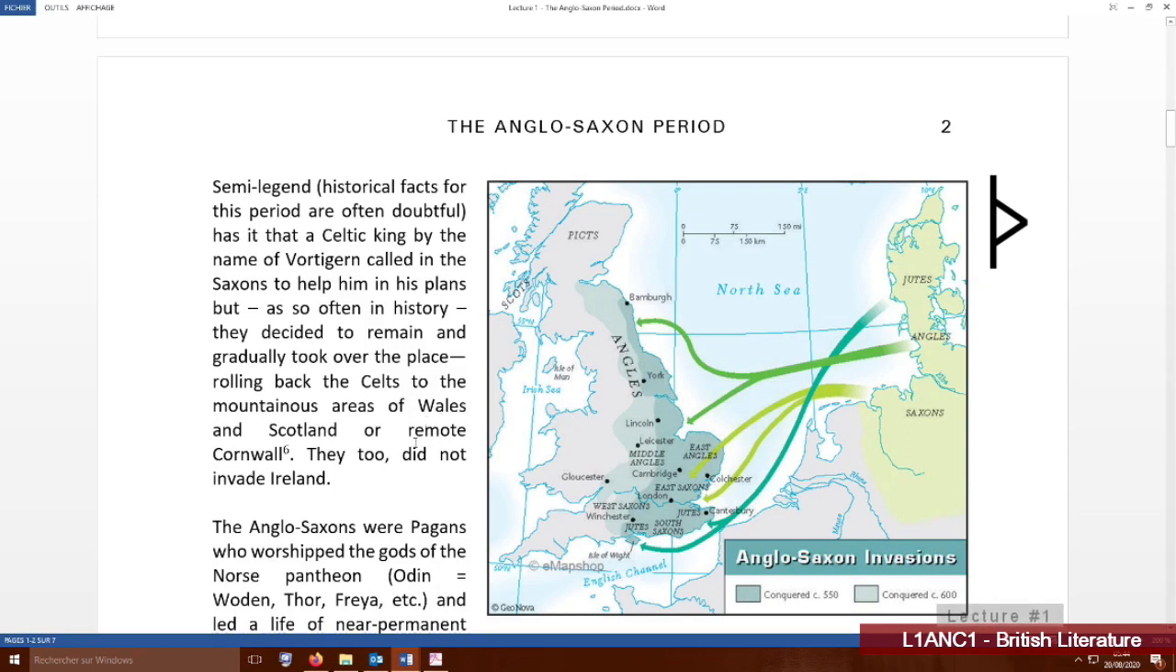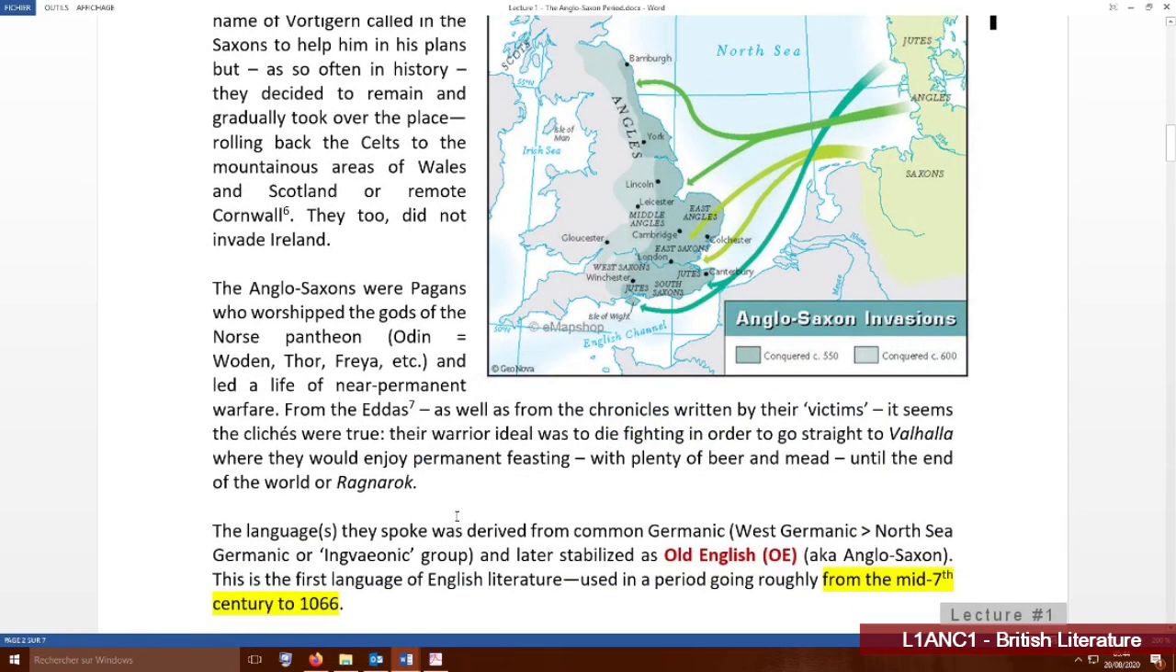Those Anglo-Saxons were of course pagans. They worshipped the gods of the Norse pantheon. I suppose you know about it to some extent. The main god was Odin.